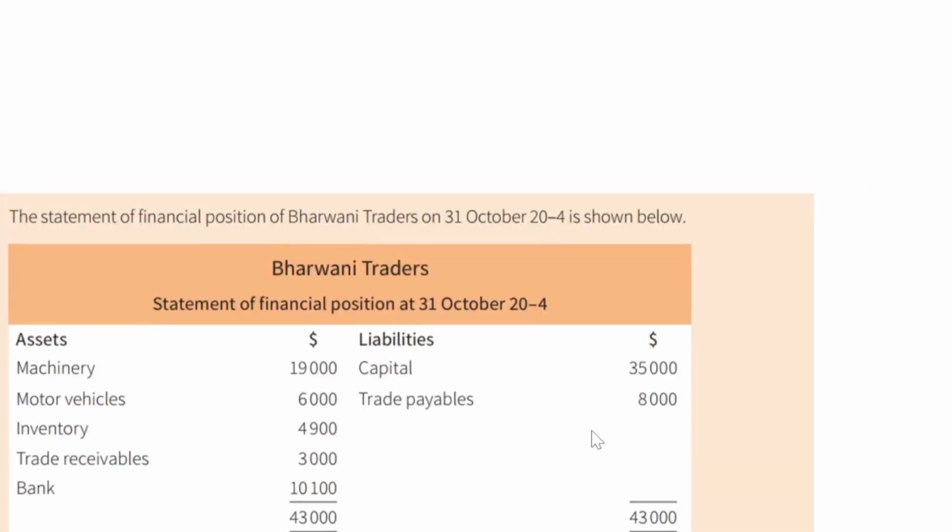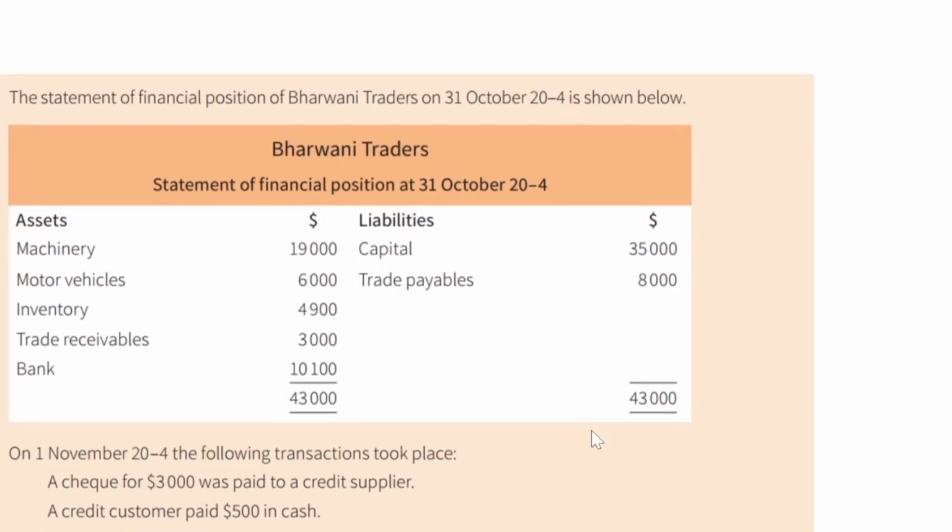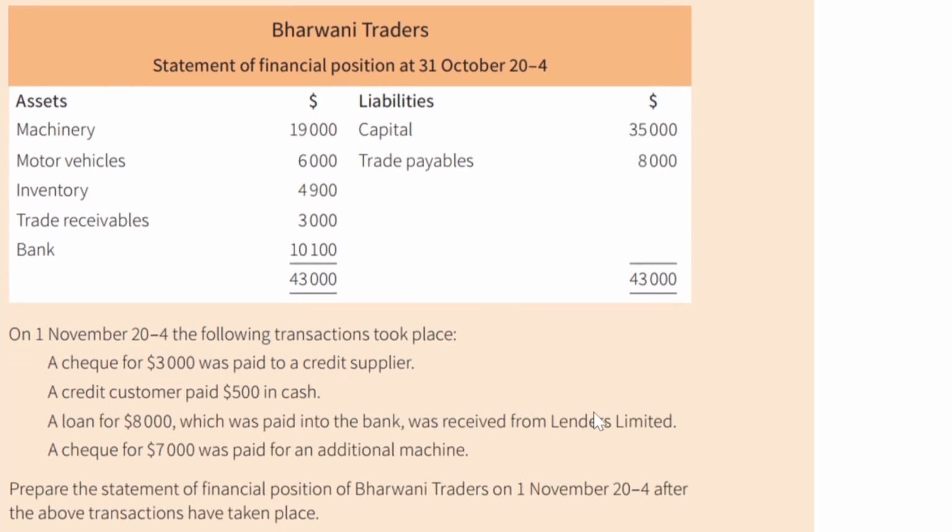Okay, moving on. They're telling us that here we have a statement of financial position of Bahwari Traders on 31st October 20 something. So Bahwari's statement of financial position, or call it the balance sheet, as at 31st October. So we have assets, we have the liabilities and the assets right there as you're seeing. And so we've been given a series of transactions here, like a check, a credit customer who paid off that much in cash, and so forth.